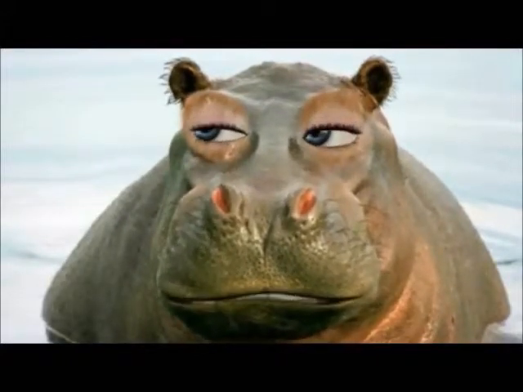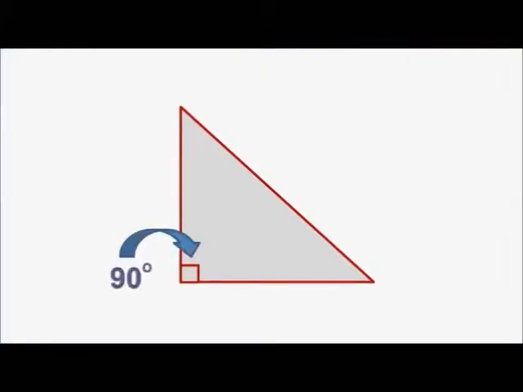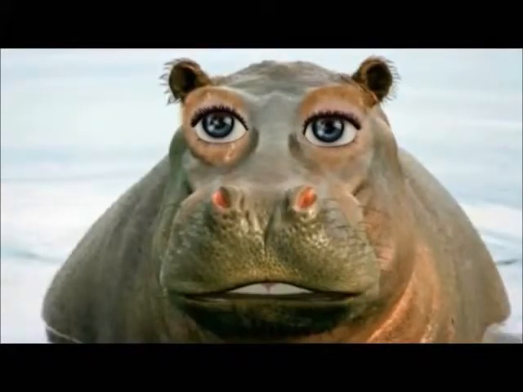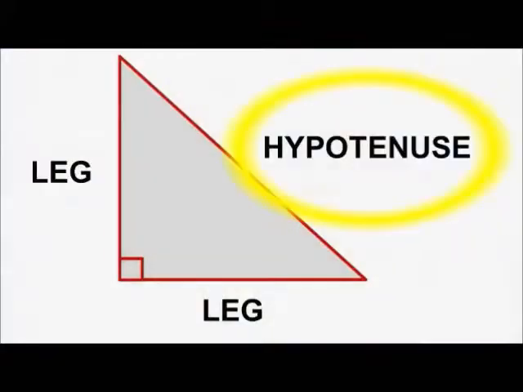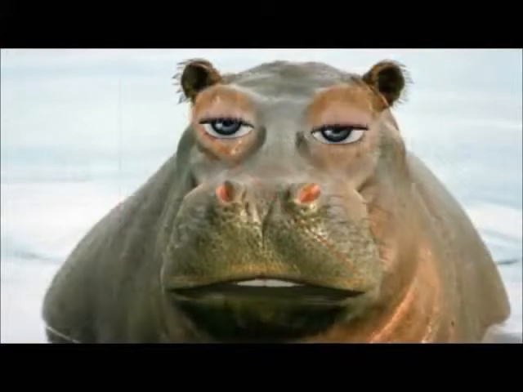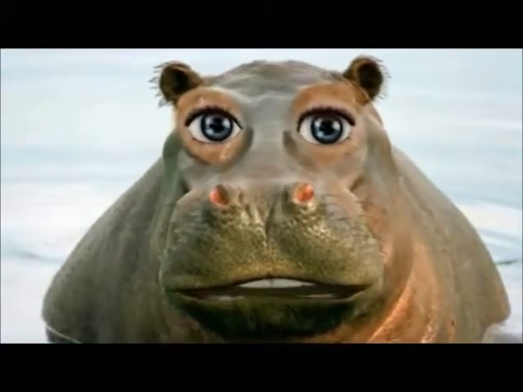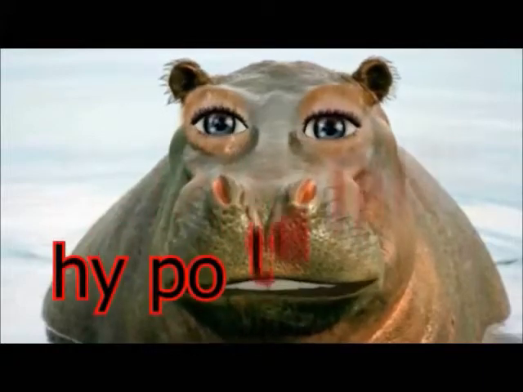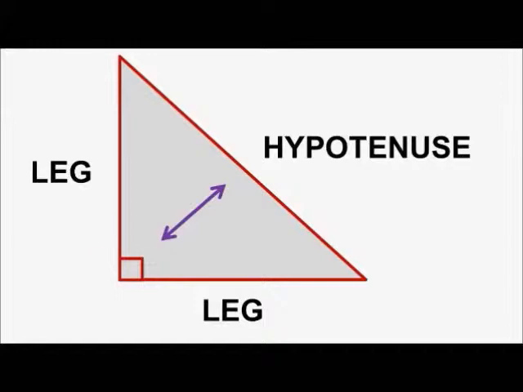Oh well, let's see. A right triangle has one angle that equals 90 degrees. It has two legs and a hippopotamus. Oh, wait. I mean hypotenuse, which is the biggest side. It's like a hippopotamus because it's big, but it's called a hypotenuse. If you look closely, you'll see the hypotenuse is opposite of the right angle.